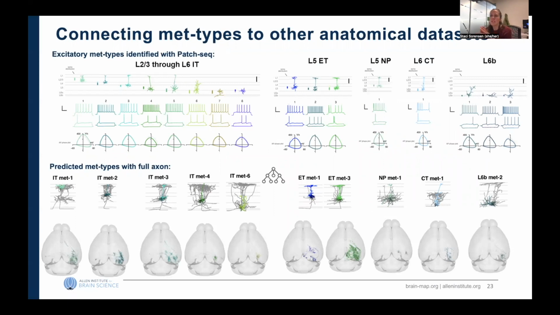So here I just wanted to show you the set of excitatory MET types that we identified, and how we've been able to use dendritic properties to connect to neurons labeled and reconstructed in the intact brain, so that we can make predictions about the relationship between gene expression, EFIS, local morphology, and long-range axonal projection targets. And then I'm showing each of these data modalities here.